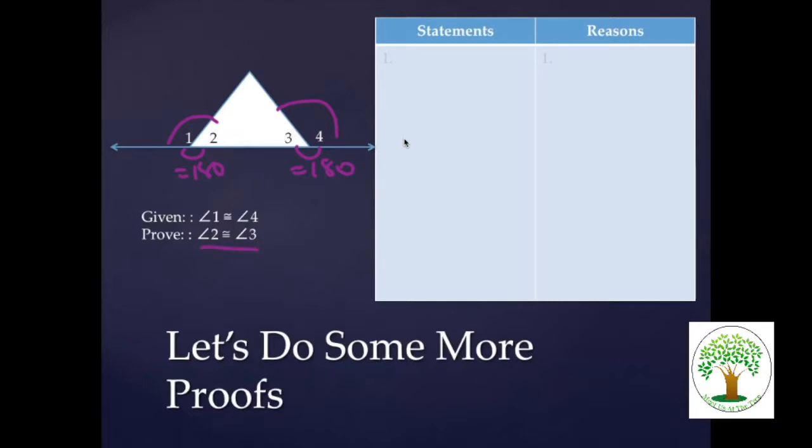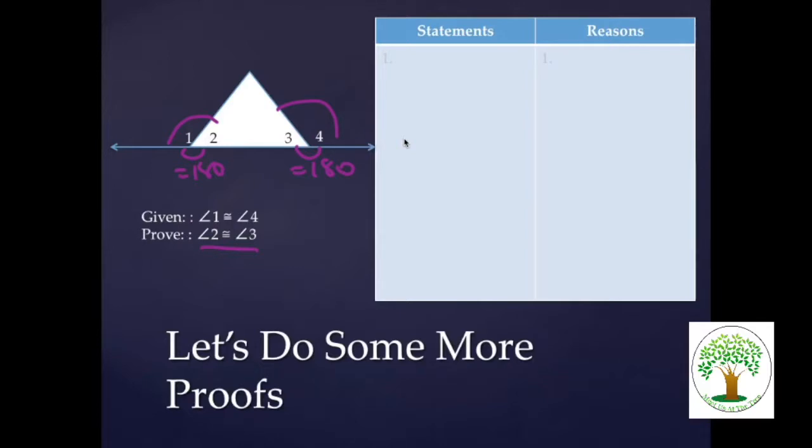We're trying to get 1 and 4 to be congruent. We're trying to get 2 and 3 to be congruent. Are 2 and 3 supplementary to the same angle? No, but they're supplementary to two angles that are congruent. So let's think about this.